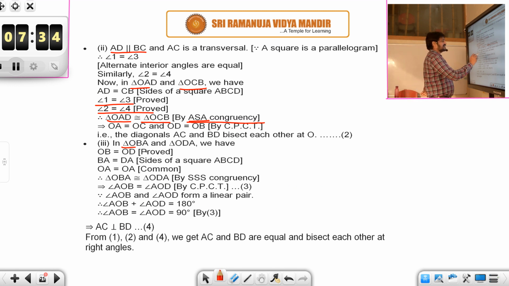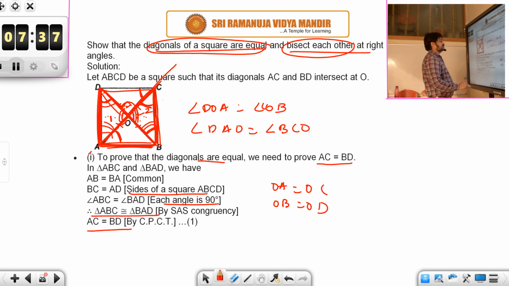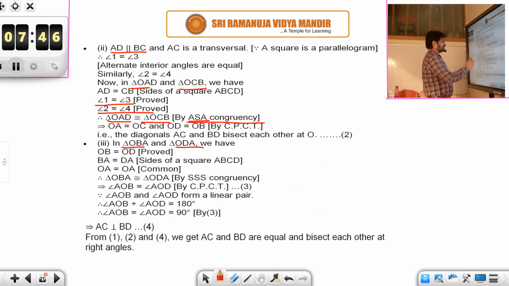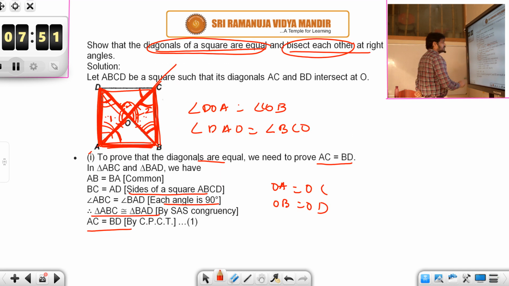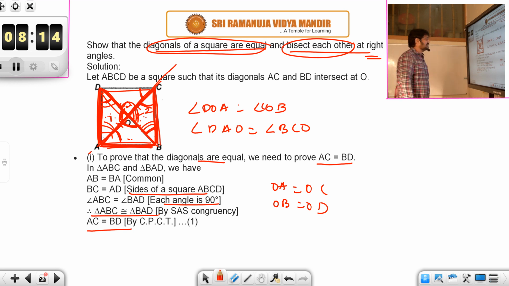So what you will do is, consider triangle OBA and triangle ODA. Show that OB is equal to OD, BA is equal to DA, OA is equal to OA. That is, show that these two triangles are congruent. When these two triangles are congruent, then this angle will be equal to this angle. But the sum of these two angles is a straight angle, so you could prove that each angle is 90 degrees. So each of these will be 90. Hence you could say that diagonals bisect each other at right angles.